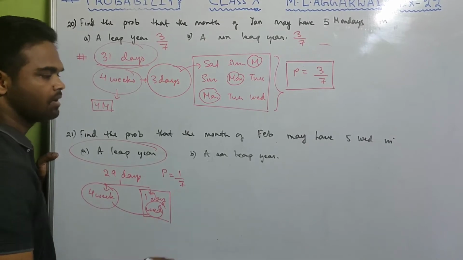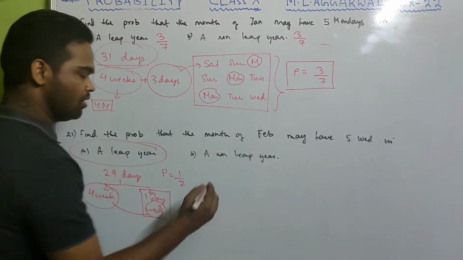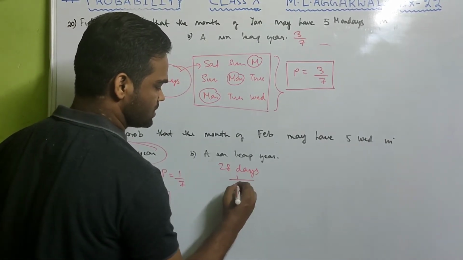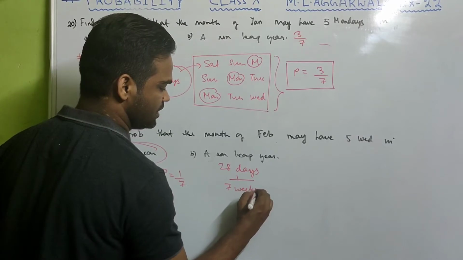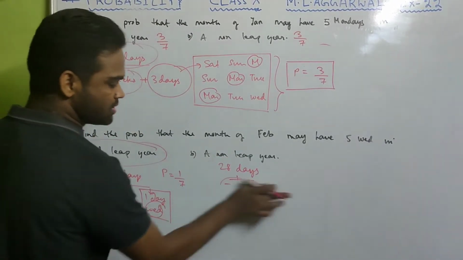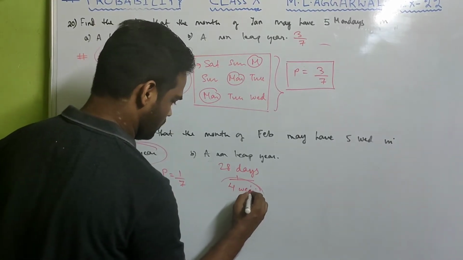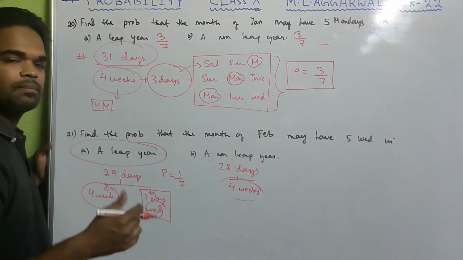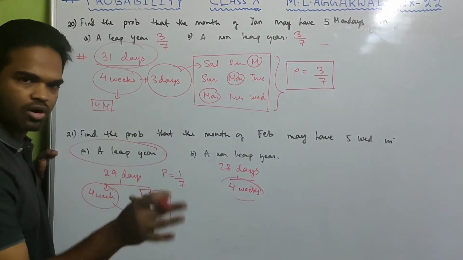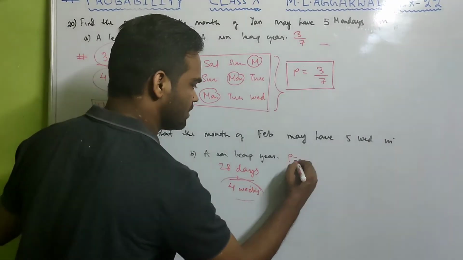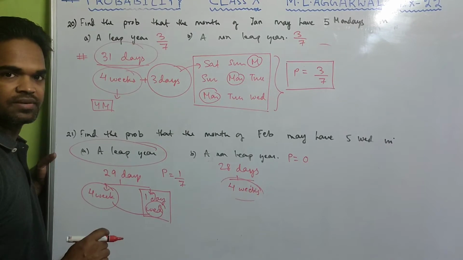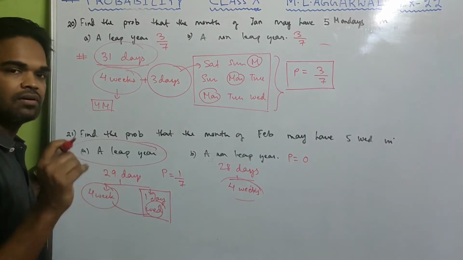Am I clear? But when you talk about a non-leap year, Feb has 28 days. So it means it has exactly 4 weeks, and 4 weeks means confirmed 4 Wednesdays. The 5th Wednesday is not possible, which means the probability will be 0. Done. Very interesting. Now let us look at the next sum.